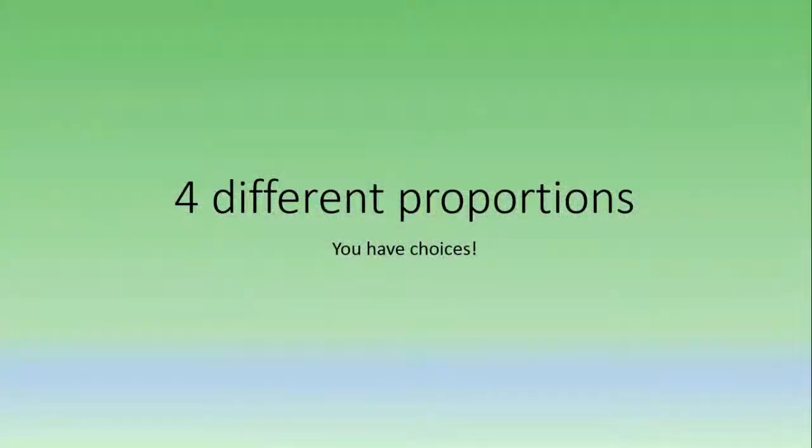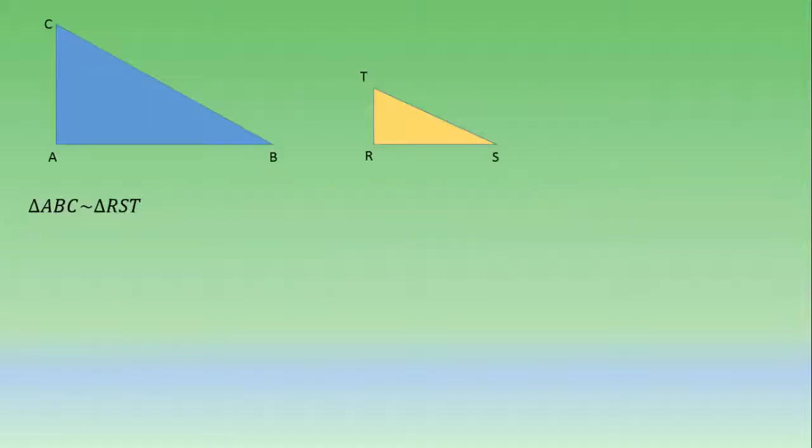Four different proportions means you have four choices for how to write them up. Here's the one example I'm going to use to show this. I'm going to label some sides. I have two similar triangles here, which means their angles are congruent and their sides are all proportional. From this angle, I'm going to label the side across from it lowercase b, and I'm going to label this side little a. Over here, I've got a little s and a little r also, and I'm going to use those four sides to set up proportions.